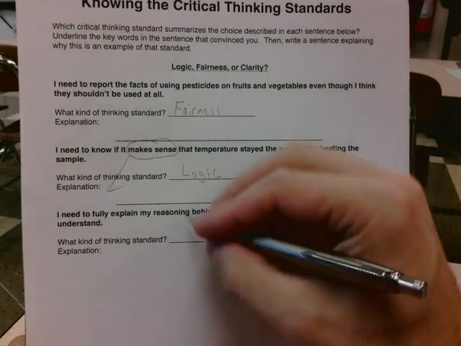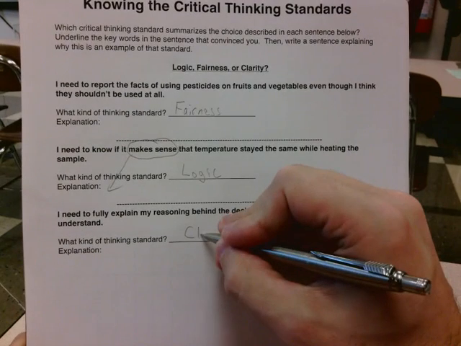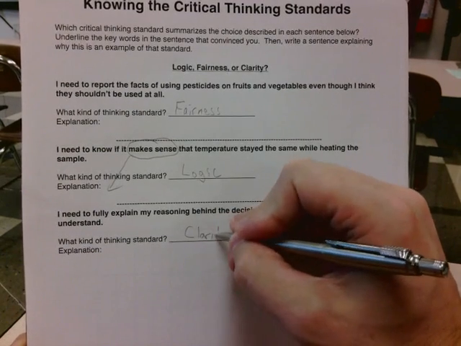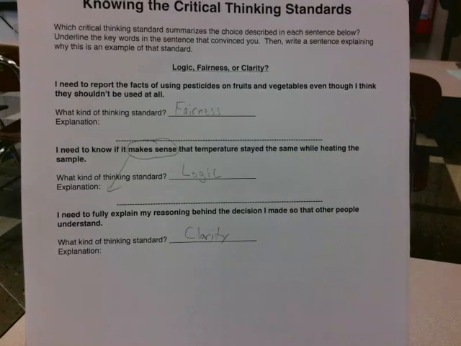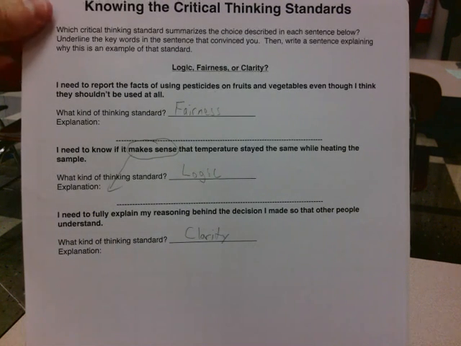Now, obviously by process of elimination, this last one has to be clarity, but let's think about why it's an example of clarity. I need to fully explain my reasoning behind my decision so that other people understand. Well, clarity is an issue of whether or not someone else understands what you're saying. If you can't describe to someone what you're thinking, we don't really have evidence that your thinking is in a mindset that will be able to solve a problem. That's some good evidence as to whether you're prepared to solve the problem.